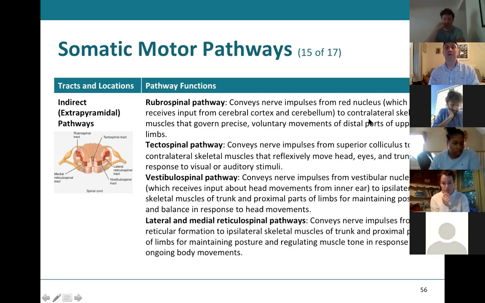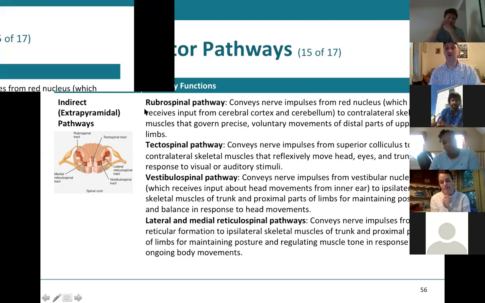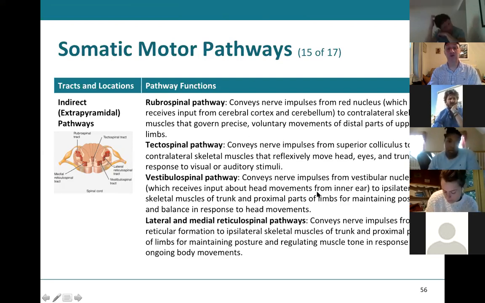Okay, now, I'm you, and I'm getting ready for the 4th exam. This is your lowest priority of information. It's nice to know them for your final exam. This is literally where I will start to review them, though, because I want to make sure you're aware that if you see the name rubrospinal, tectospinal, vestibulospinal, lateral and medial reticulospinal pathways, what you need to know is immediately you're in an extrapyramidal pathway. Not that it's contralateral or ipsilateral or maintaining posture, and so on. Okay.